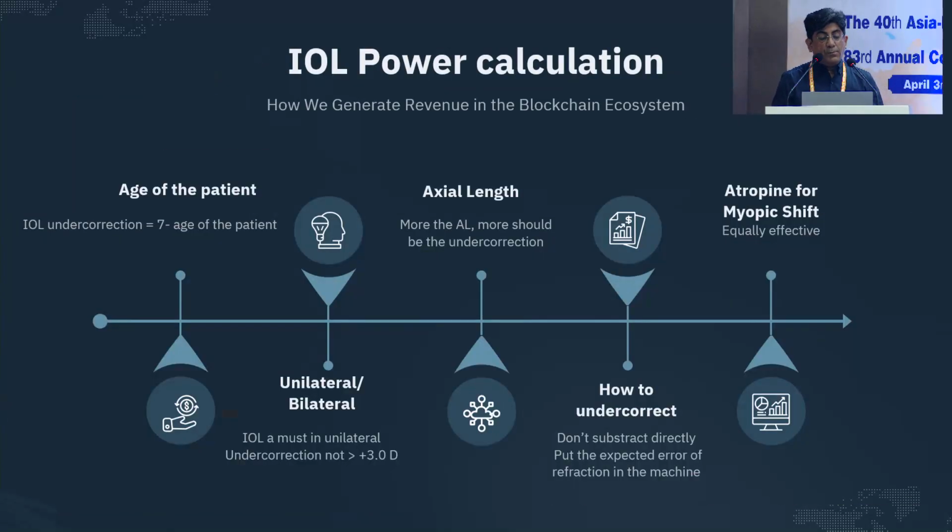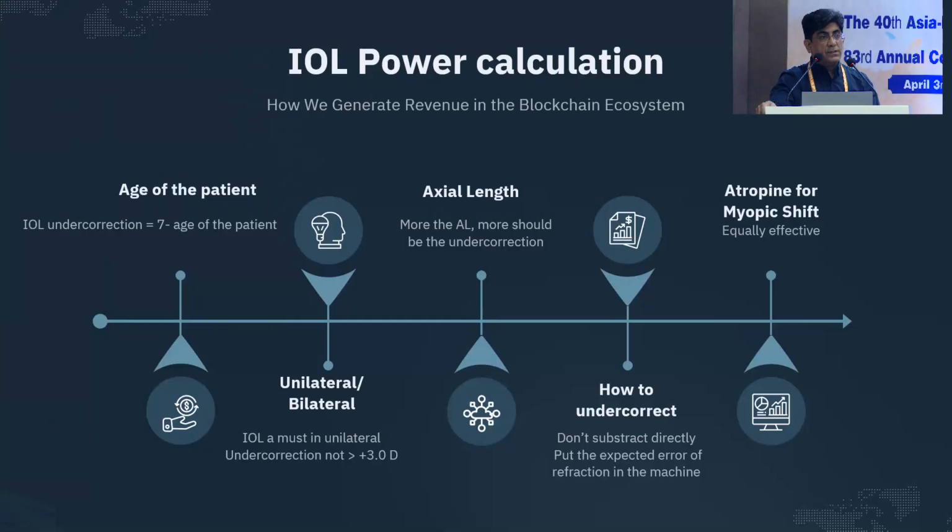So IOL power calculation, we have the Inyadi's rule. Depending on the age, how do you calculate? You subtract the age from 7 and then do the undercorrection. This has undergone multiple modifications, with people not just depending on age, but also saying that axial length is another independent factor, whether the cataract is unilateral or bilateral.